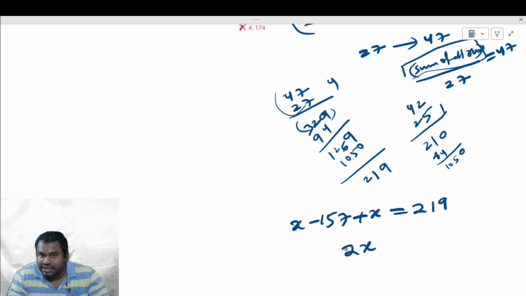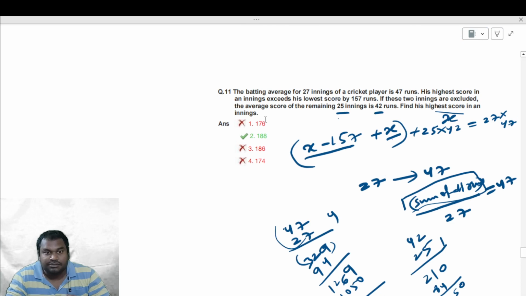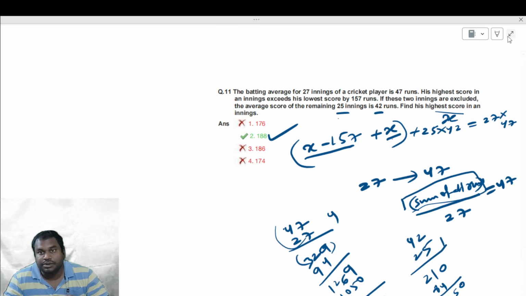Then you need the x value. 2x is equal to 219 plus 157. So you add 9 and 7, 16, 5 plus 1, 6, 7, 376. 376 is the 2x value. Then the x value will be half of it. 188. So 188 is the second option. Like that you can do it.